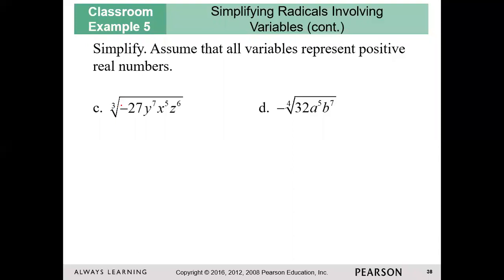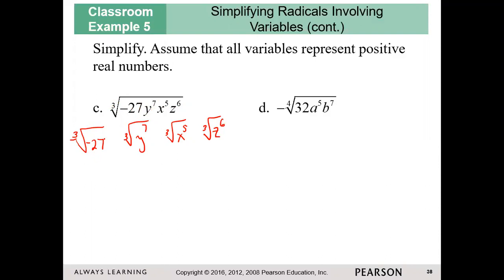Remember, we need to simplify these radicals. We need to satisfy the conditions of a simplified radical, which means none of these exponents could be greater than or equal to this index. So the way that we showed how to do this last time was to split this up into the cube root of negative 27, and then the cube root of y to the 7th, the cube root of x to the 5th, and then the cube root of z to the 6th.